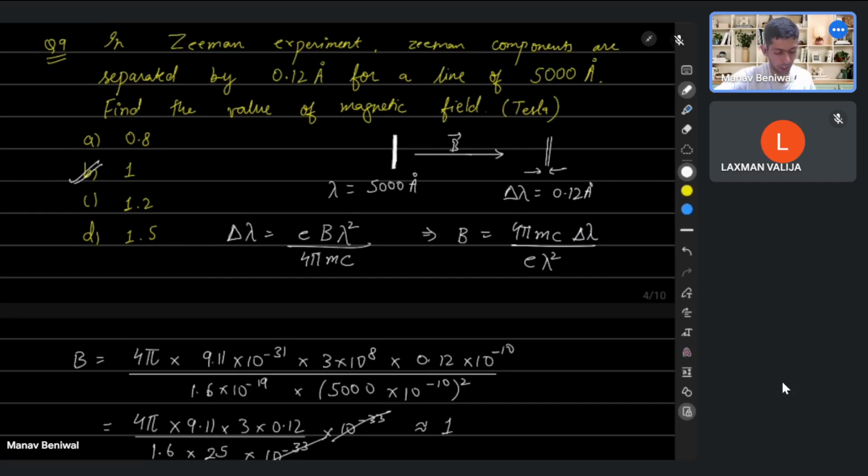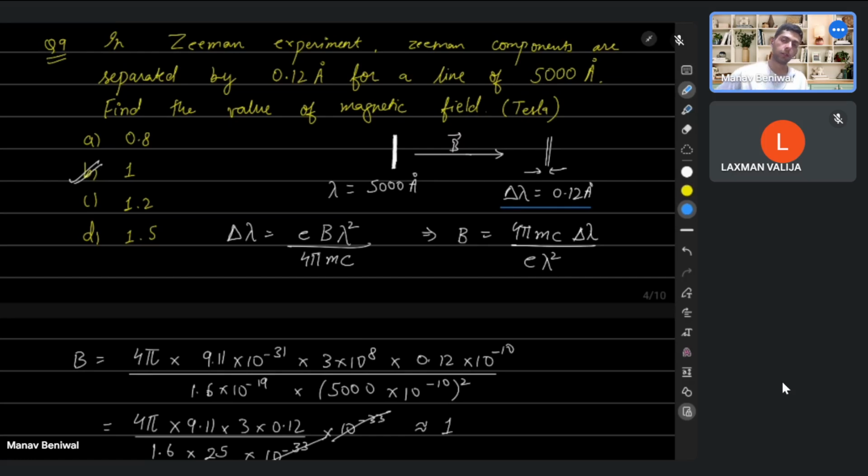And then if you apply a 1 Tesla magnetic field, which is actually quite large, a pretty strong magnetic field, what is the separation that we are getting? We are getting a separation of 0.12 angstroms. You can see that this is a very small number, 0.12 angstroms. This is 12 picometers, right? So this is such a small number.